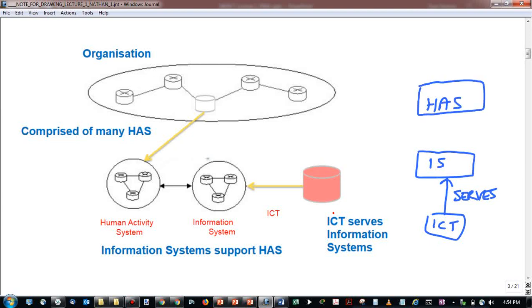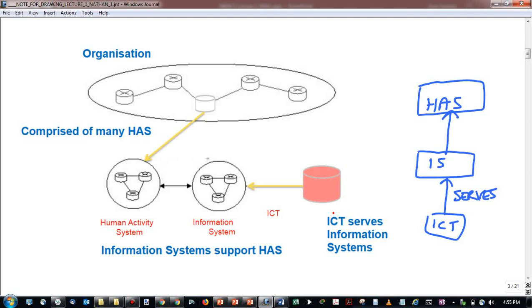And the human activity system needs information to be able to function effectively. Okay, if you want to get people together to do something, they have to be able to make decisions. How are they going to make decisions? They need information. Where does the information come from? In this case, it comes from some technology, right? It could be a sensor, it could be a server, it could be any kind of technology.